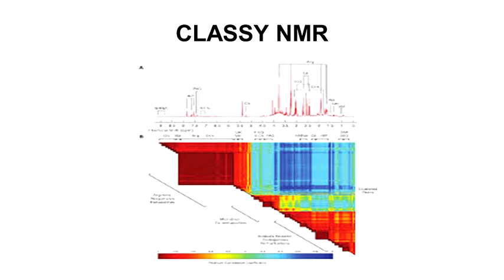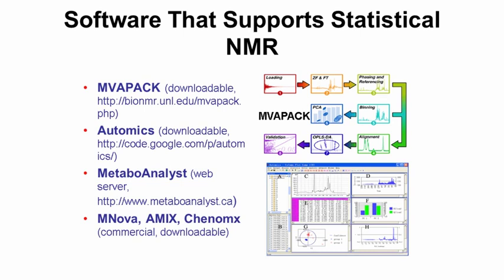So statistical spectroscopy is possible, it's feasible, it's supported by a number of tools. Perhaps the most easily available one is called MVAPACK, which is a downloadable software package offered at the University of Nebraska in Lincoln. There's another software package, also downloadable, called Automics. You can also get tools that support aspects of stacking and alignment and some aspects of statistical spectroscopy in MNova, AMIX, and Chenomx. Those are commercial. And MetaboAnalyst will also support some aspects of statistical spectroscopy.